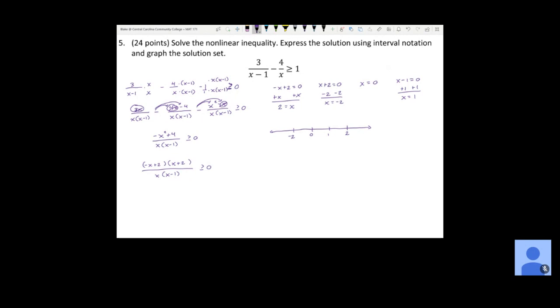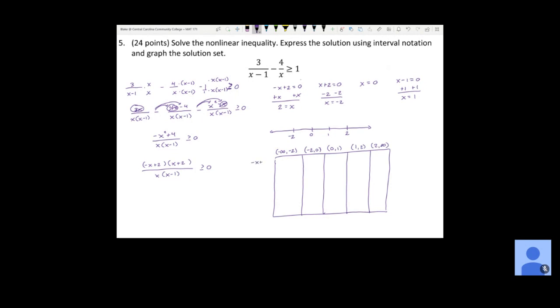Okay, good, right? If you want to do the chart, if that helps you to organize everything, go ahead and do that. This time, we've actually got 5 different intervals: -infinity to -2, -2 to 0, 0 to 1, 1 to 2, and 2 to infinity. And then down the side, remember, that's where we're going to put our factors.